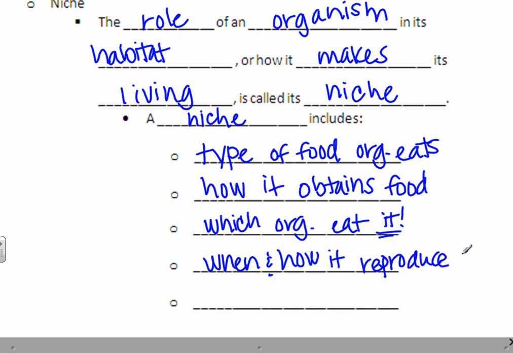So maybe they have live babies, maybe they lay eggs, maybe it takes a long time, maybe it takes a few weeks. And also physical conditions required to survive. Like before, when we were talking about how a prairie dog cannot survive on a rocky ocean shore or in a rainforest, how it's very specific to those conditions on a prairie for that prairie dog to survive. That's its niche.